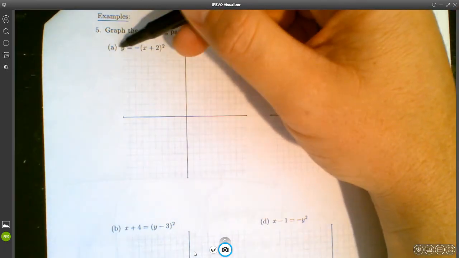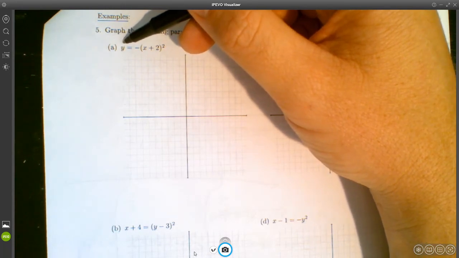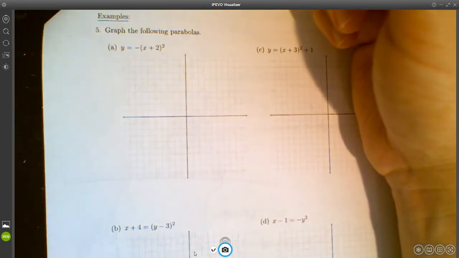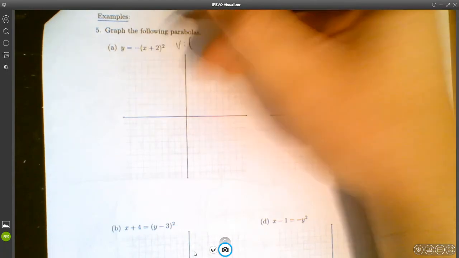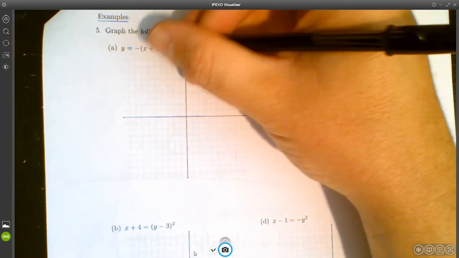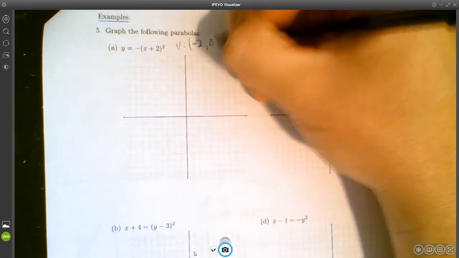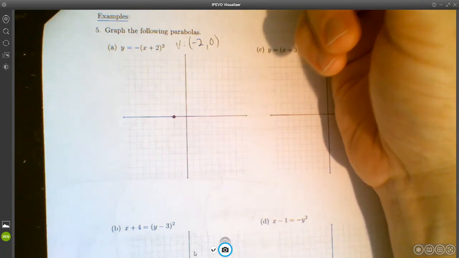Since y leads, this parabola is going to open up along the y-axis. It's going to open up or down. Since it's negative, it's going to open down. The vertex is the point negative 2, right? The x coordinate goes with x, so negative 2, 0. It looks like negative 2, 0. So negative 2, 0, and this parabola opens downward.